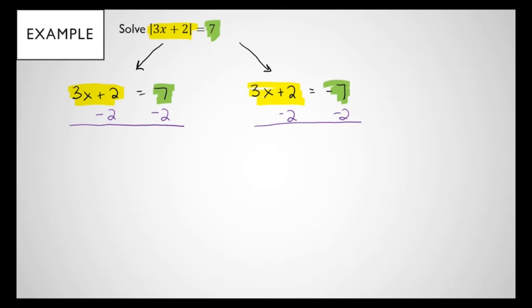So 3x plus 2 minus 2, those cancel. So I'm left with just 3x. And then 7 minus 2 is 5. Now on the right, the 2 minus 2, that cancels. I still have my 3x, but I get a different number on the right because of the negative 7. Negative 7 minus 2 is negative 9. So we get two equations that are almost the same, but not quite.